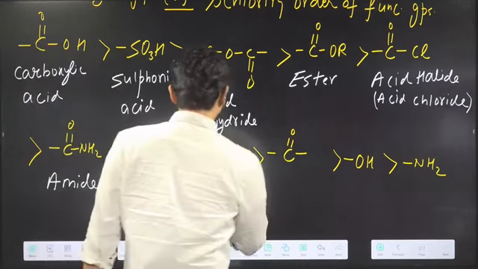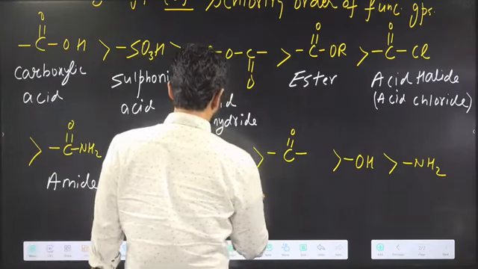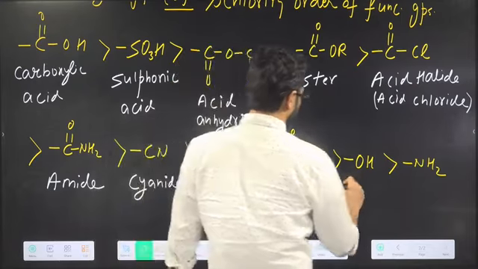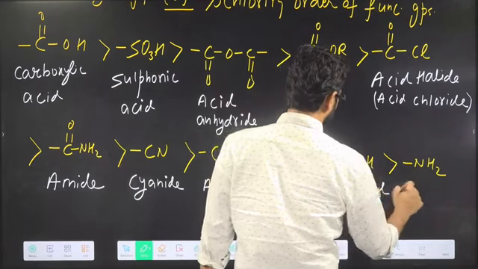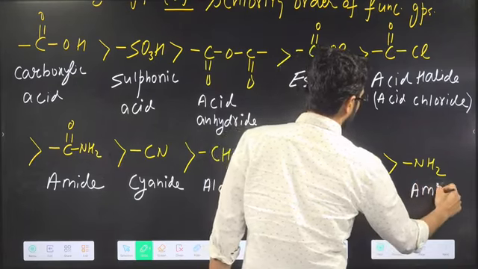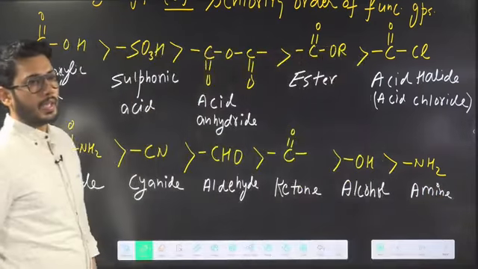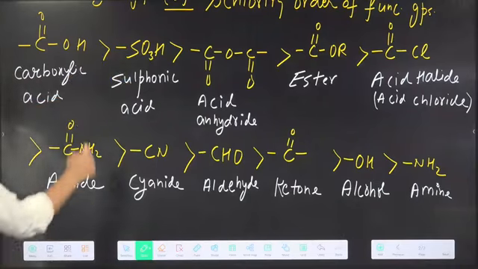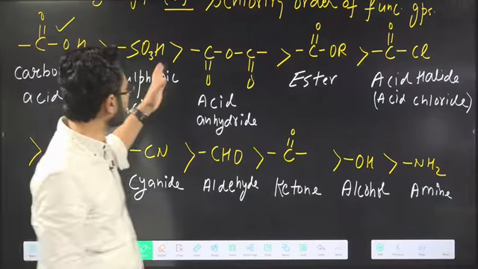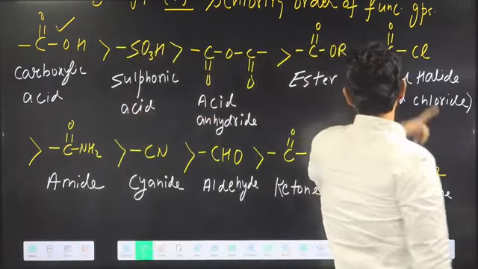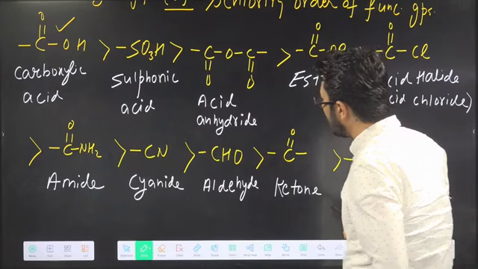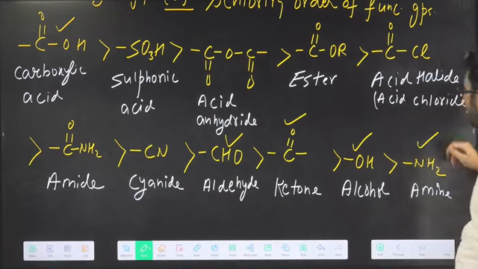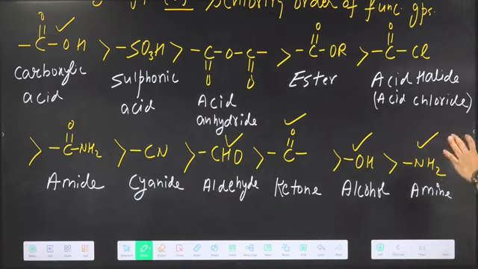Okay. Next is aldehyde CHO, ketone, alcohol, amine. Okay. These are the names of the groups which we are going to use. Among them, most commonly used are carboxylic, aldehyde, and ketones frequently. Yes, these are more important.